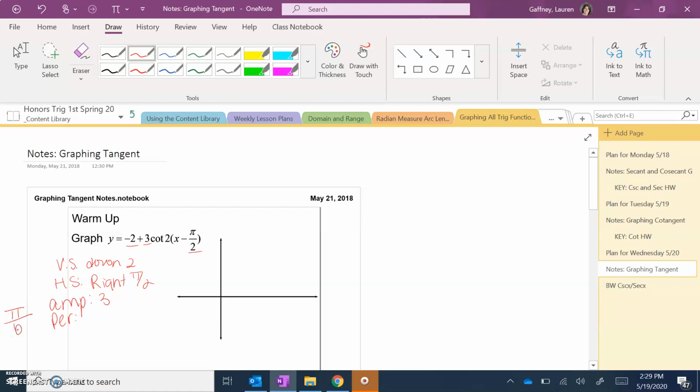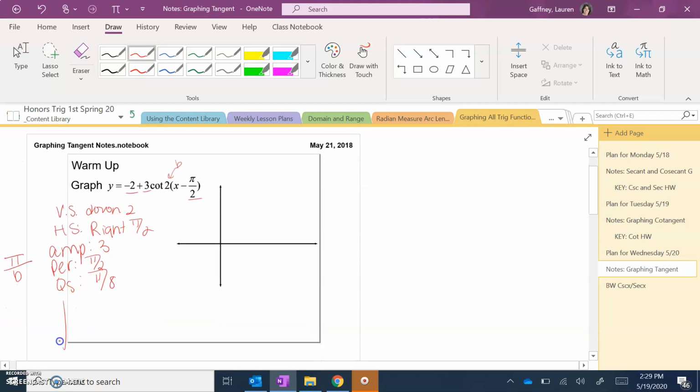Now remember, the key change for cotan is that now it's just pi divided by b for your period. So this is my b value. So if I take pi divided by 2, that means my period is pi over 2. My quarters are going to be pi over 8. So I start at pi over 2. Now pi over 2 is the same as 4 pi over 8, so this would be 5 pi over 8, 6, 7, and then 8 pi over 8, so pi.